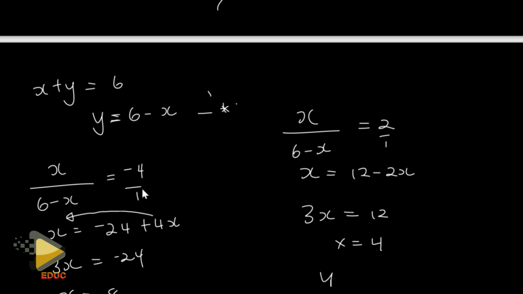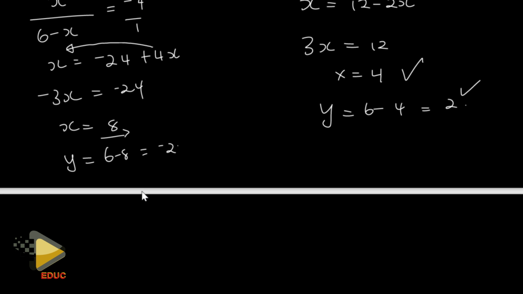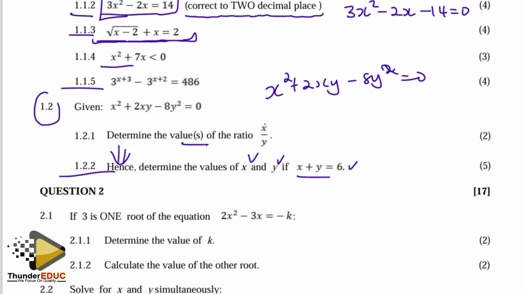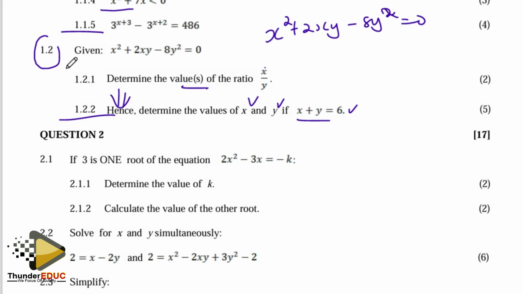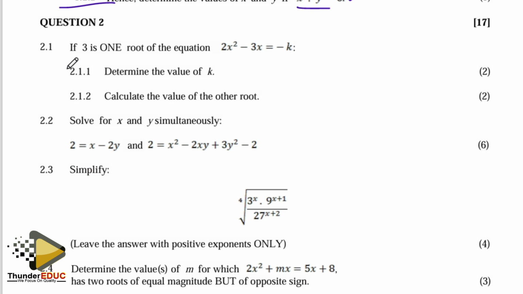Substitute this into that, y is going to be 6 minus 4, which is a 4. So we need this x and that y, and then we also need this x and that y. So that is how the simultaneous question would be answered. Then question number 2. We still have more simultaneous down there.